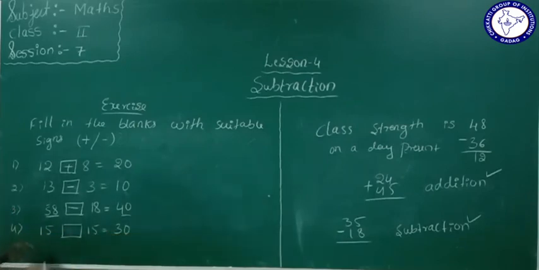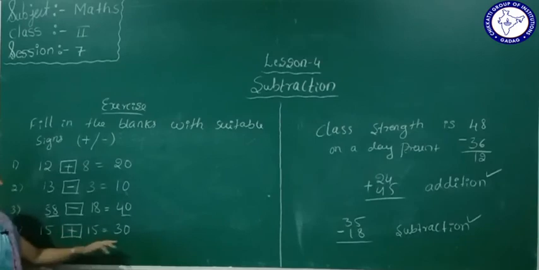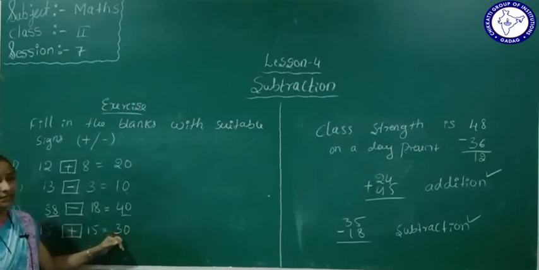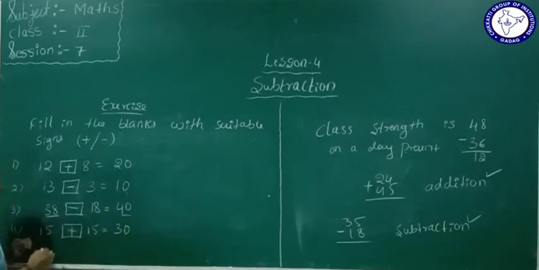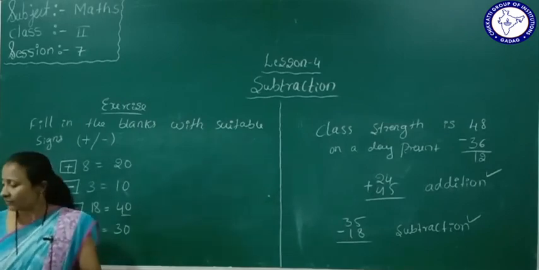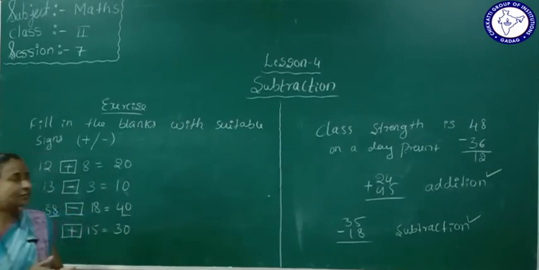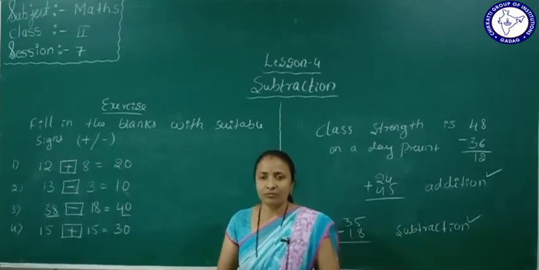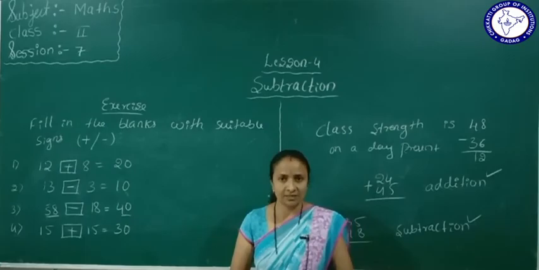So what will we do here? 15 plus 15 is 30. Otherwise, if we subtract, we get the answer 0. But here the answer given is 30, so we add both. So today this lesson is completed. Tomorrow we will continue in the next class with the new lesson. Okay, thank you.